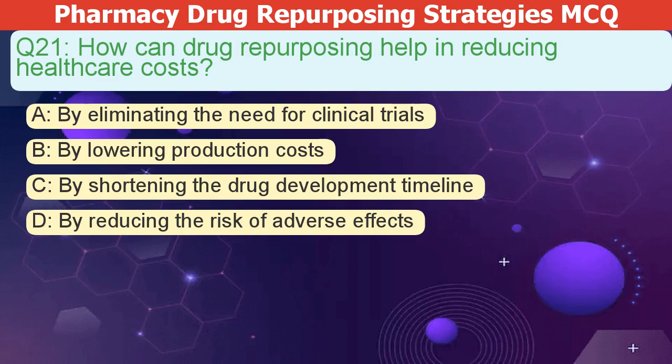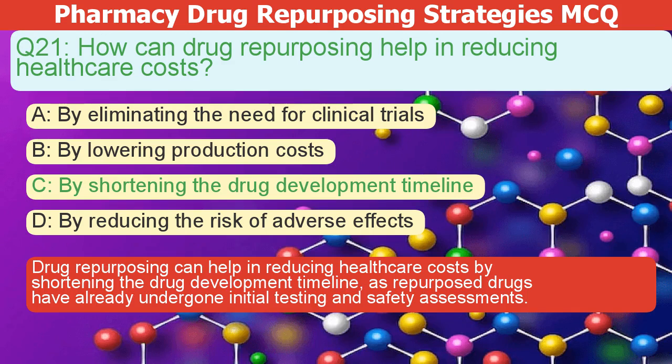How can drug repurposing help reduce healthcare costs? A. By eliminating the need for clinical trials. B. By lowering production costs. C. By shortening the drug development timeline. D. By reducing the risk of adverse effects. The correct answer is C. Drug repurposing can help reduce healthcare costs. It shortens the drug development timeline. Repurposed drugs have already undergone initial testing and safety assessments.